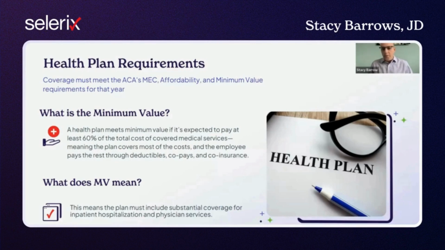So for minimum value, what that really means is the plan designed to pay on average at least 60% of participants' medical expenses? And does it provide coverage in certain areas? Like it has to provide coverage for inpatient hospitalization, ambulatory physician services, emergency room services, prescription drugs, and basically just be the equivalent of at least a bronze plan on the exchange. That 60%, roughly translates to a 60% actuarial value.